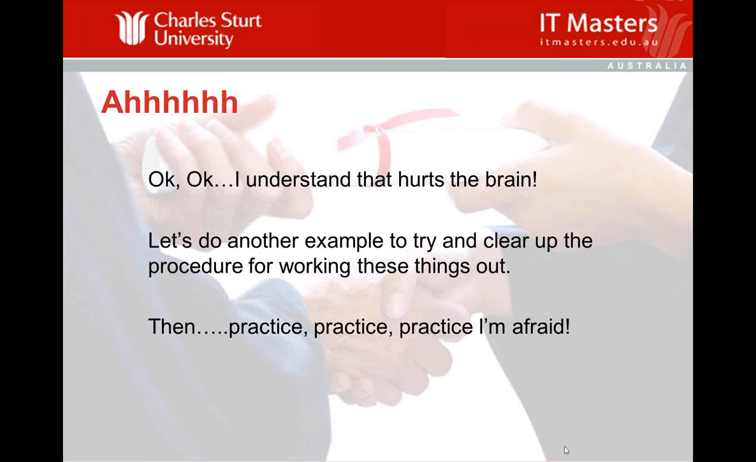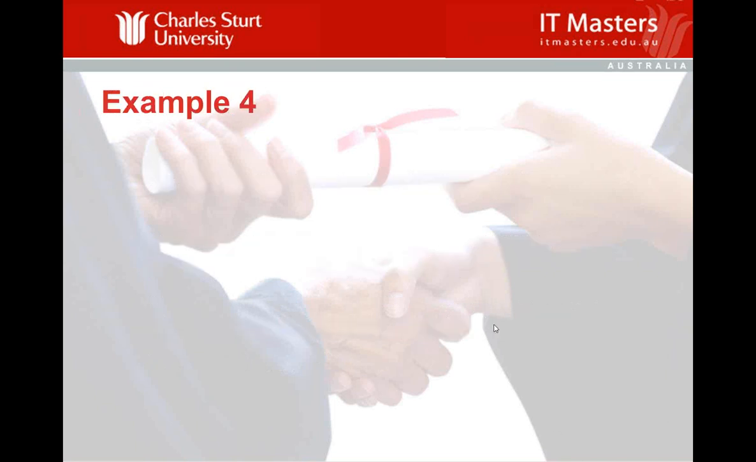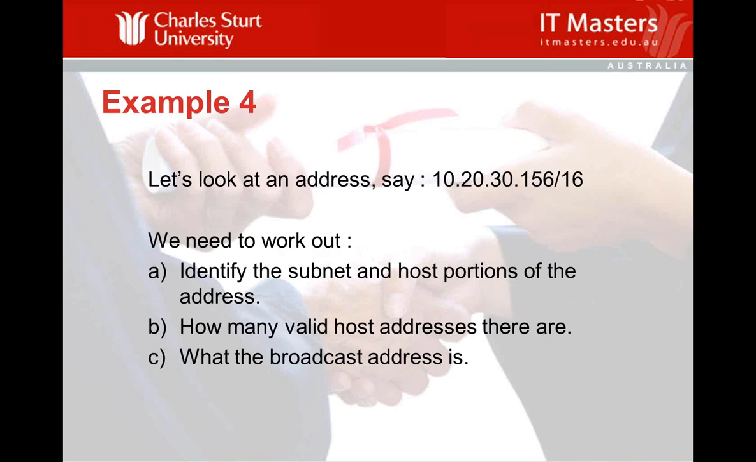Okay, so, move on. Last example, and then we'll get into IPv6, which is probably going to hurt more. Okay, so let's look at an address. Say 10.20.30.156/16. Now, two things you need to notice about this address is that, one, it's a Class A address, isn't it? Because it's 10. We know that from 10, the first bit of that first octet must be a 0, and therefore, if the first bit is a 0, it must be a class A address. Okay, bingo.